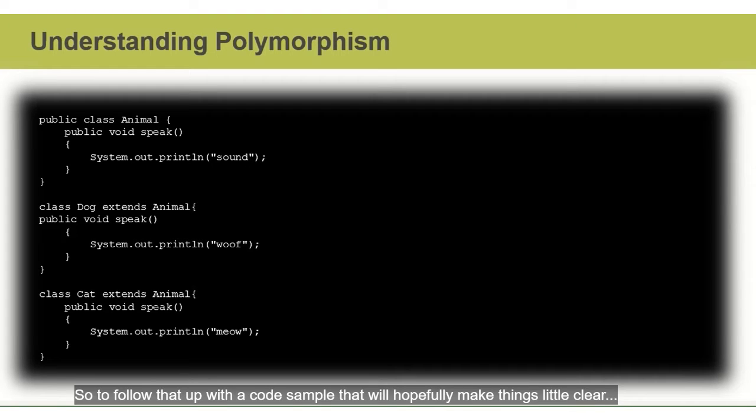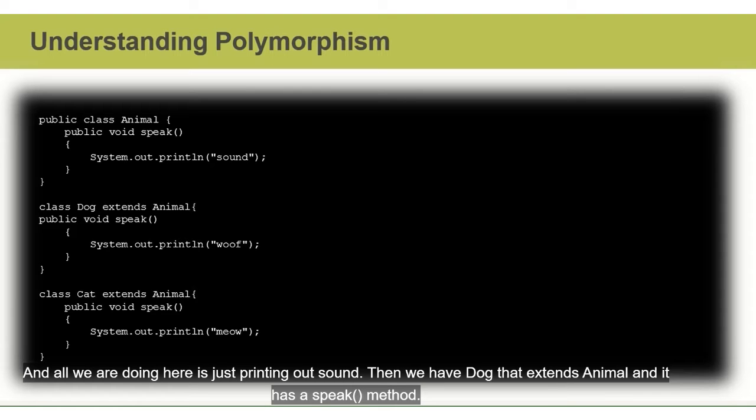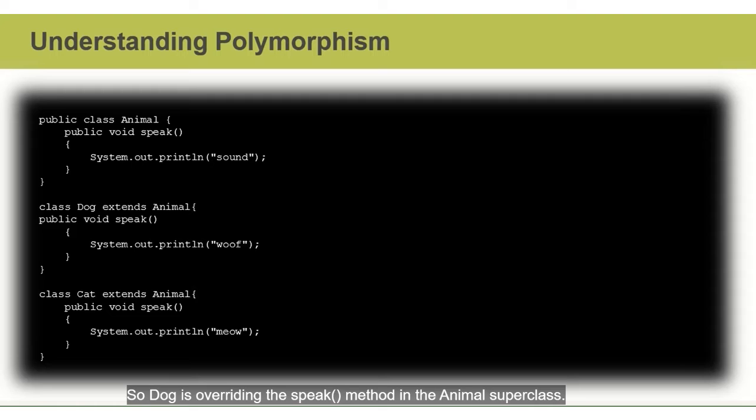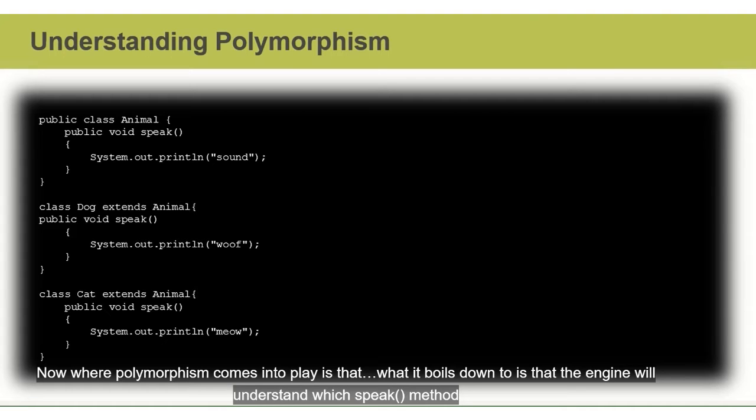So to follow that up with a code example that will hopefully make things a little clearer. We have our base class animal, and it has a speak method. And all we're doing here is just printing out sound. Then we have dog that extends animal, and it has a speak method. So dog is overriding the speak method in the animal superclass. And what it's done is that instead of just saying sound, it will now print out woof. Likewise, cat extends animal, so we're overriding the speak method there as well, because a cat makes a very specific sound. So System.out.println meow.